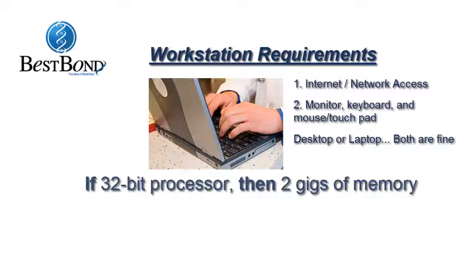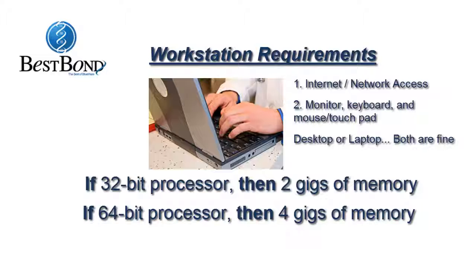If you have a 32-bit processor, it needs to have 2 gigs of memory. Or, if you have a 64-bit processor, it needs to have 4 gigs of memory. BestBond works best with either an i5 or i7 Intel processor.